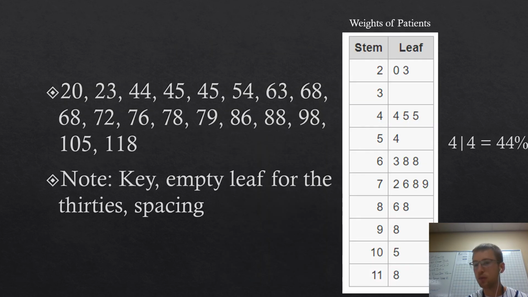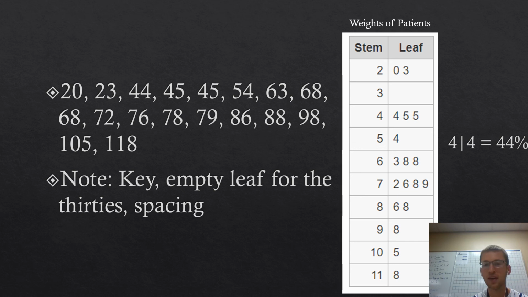All right, so hopefully you took some time to try making this on your own. So again, we've got our data set, and I've got my correct stem and leaf plot on the right here. I want you to note a couple of things. First off, the key is very important. So over here, I have 4 bar 4 stands for 44 pounds. Sorry about that, I said percent earlier. It should be 44 pounds.